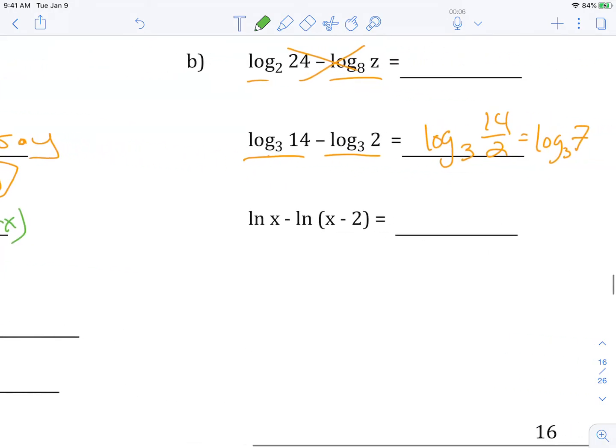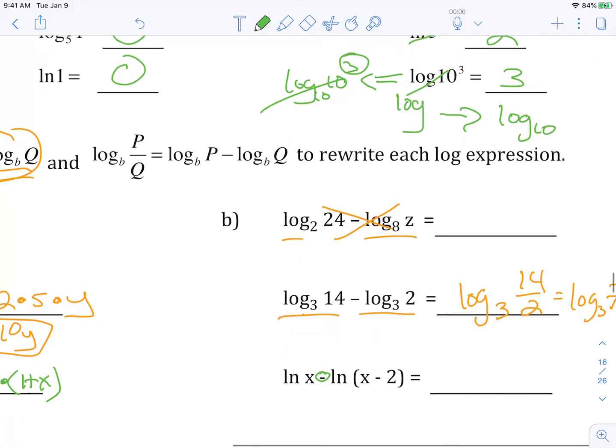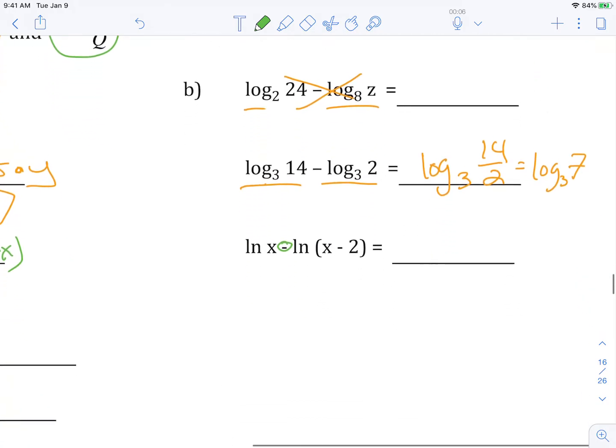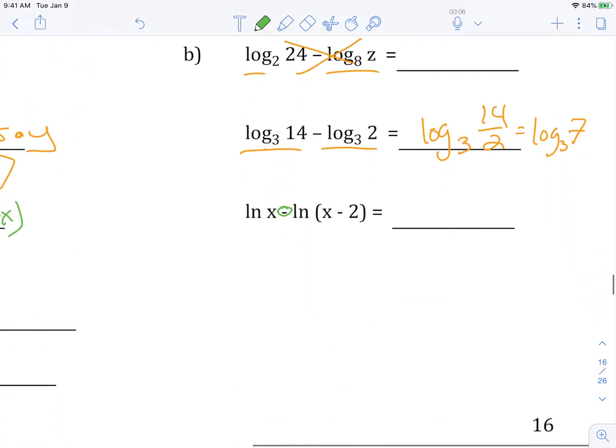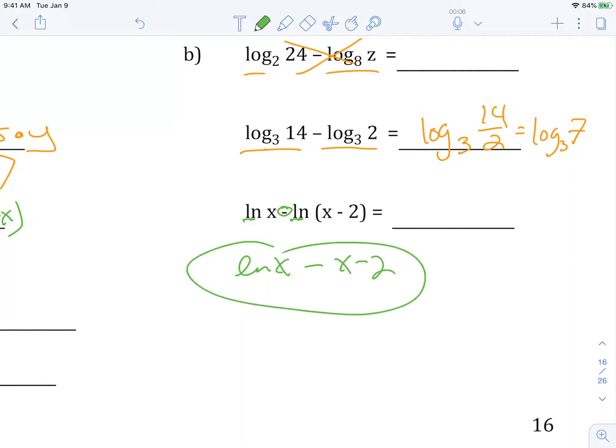And the last one for this kind of problem, we see the subtraction. So we got to know that if it's subtraction, you can rewrite it as division. But again, this only works if you have the same logarithm. If this was just natural log of x minus 2, there's nothing you could do here. This stays, okay? You can't change it.